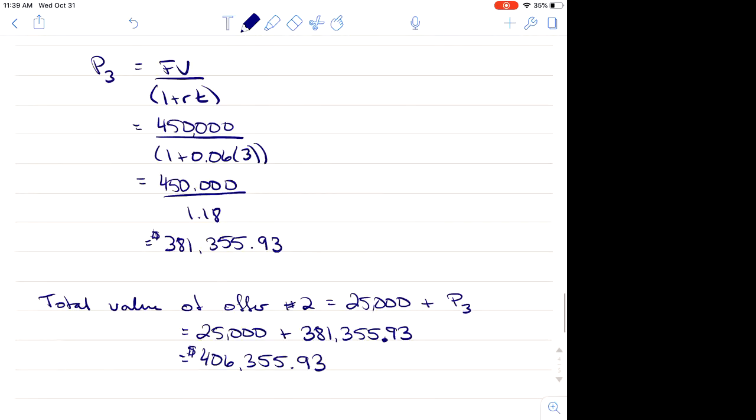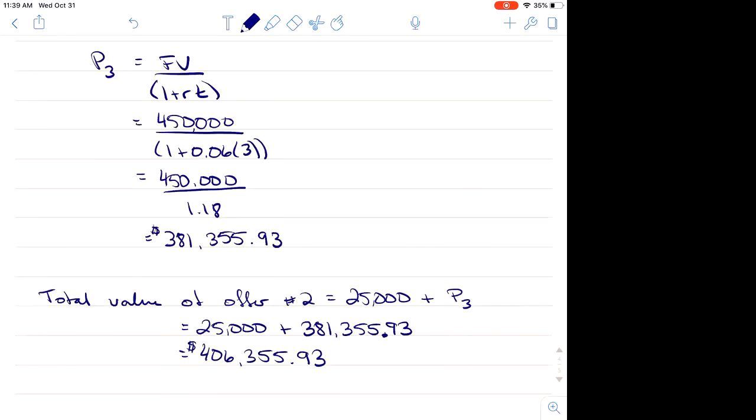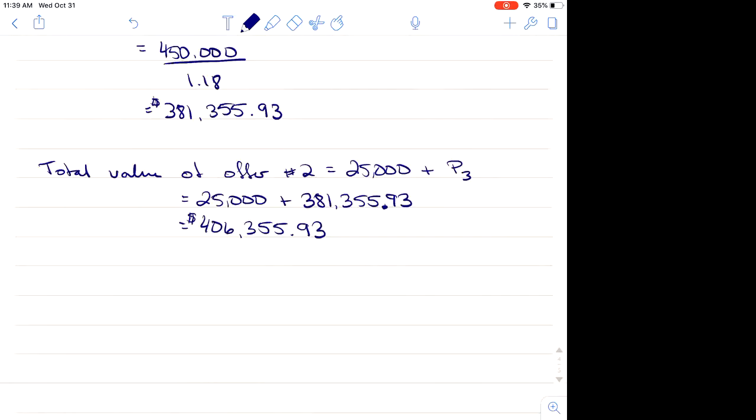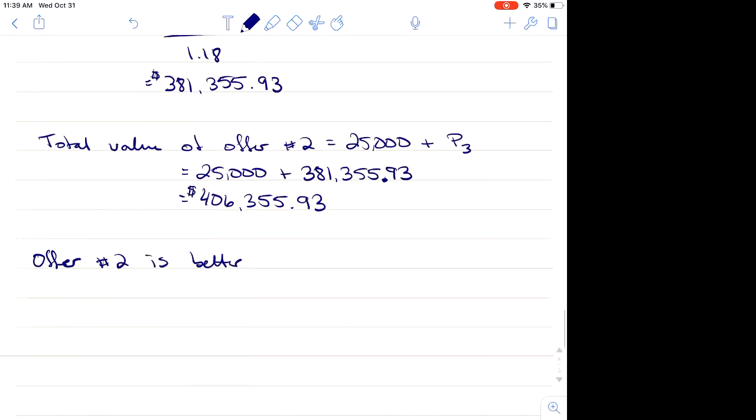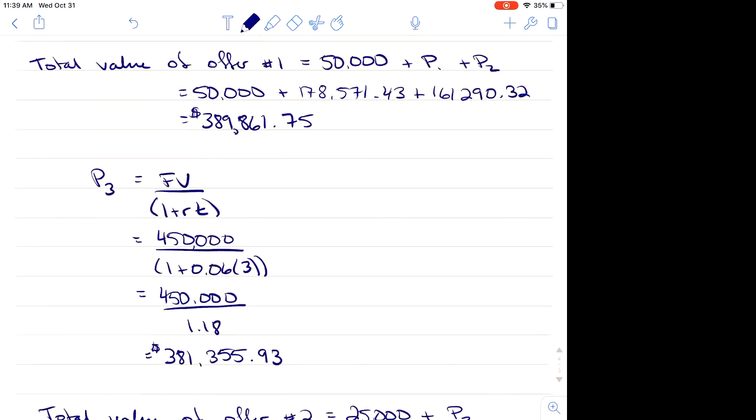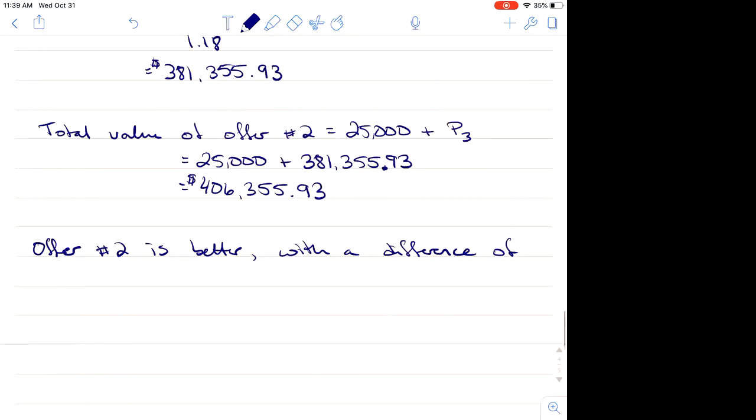So then, right, I think we all agree, offer number 2 gets us more monies. So we would pick offer number 2. Another thing that we might ask is, what's the difference in the values between these two? Offer number 2 is better with a difference of 406,355.93 minus 389,861.75. Oof. $16,494.18. Kind of a big difference.